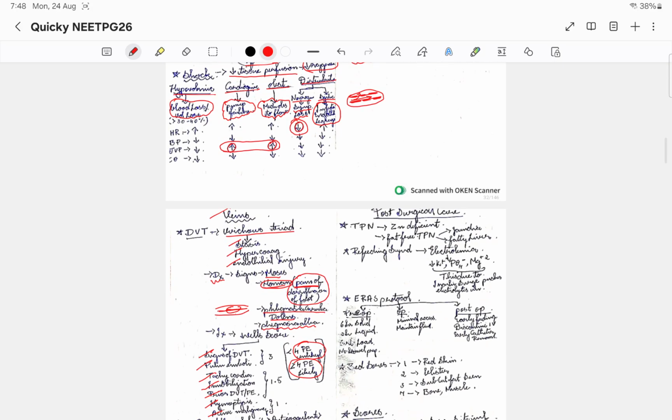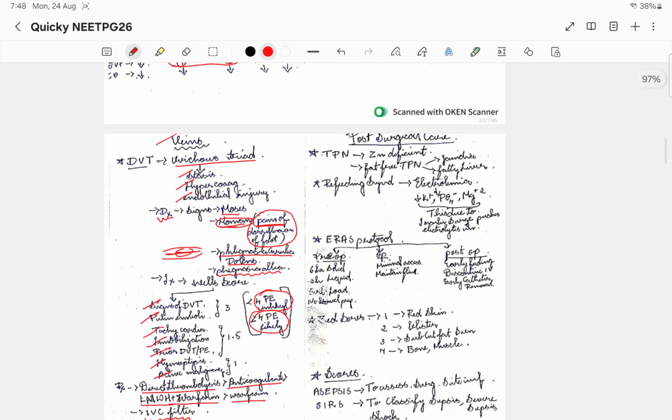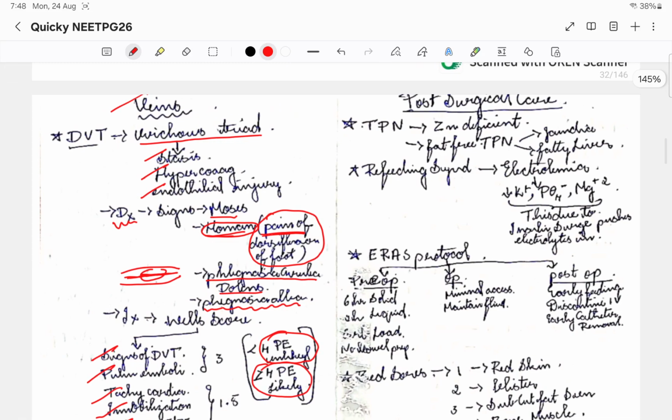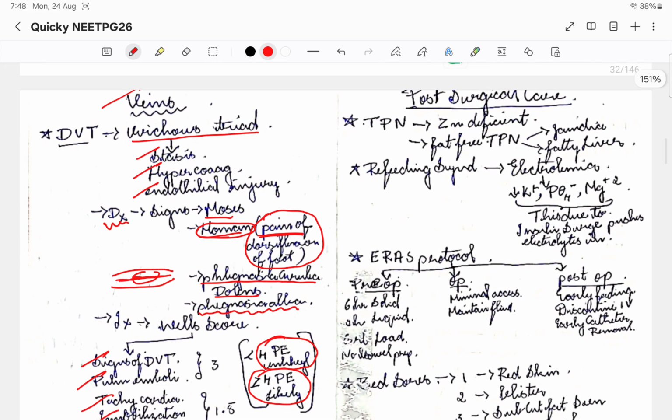Now we are going for what we do after surgery, the post surgical care that we do. Okay, post surgical care. So two things I want you guys to know are about the feeding and the ERAS protocol, the new thing. Okay, so total parenteral nutrition is something we follow in some of the people, right, post surgery.